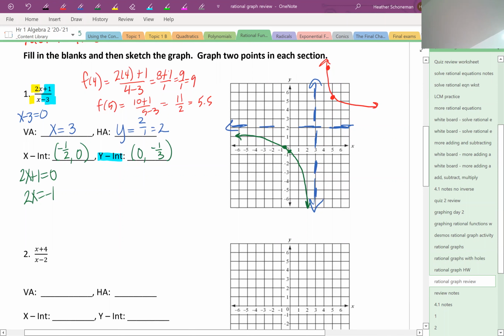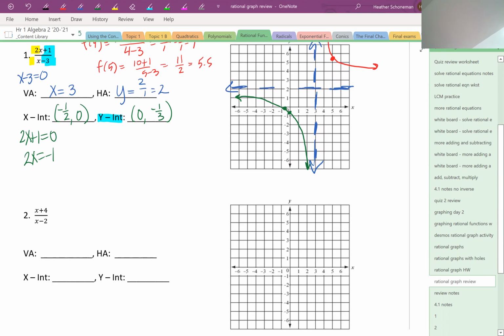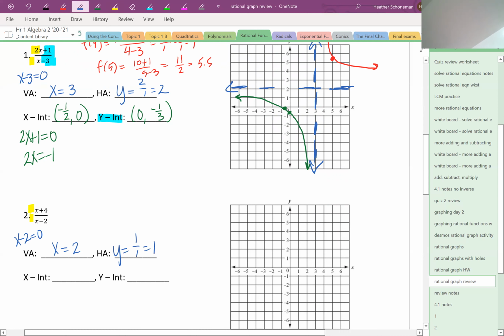It's like you've got a portion of the circle there. They should not be zigzagged at all, and they need to be approaching the asymptotes, but not actually touching them. On the second one, vertical asymptote, the bottom equals 0. So we get x equals positive 2. Horizontal asymptote, ratio of the leading coefficients. So we get 1 over 1, which is 1.